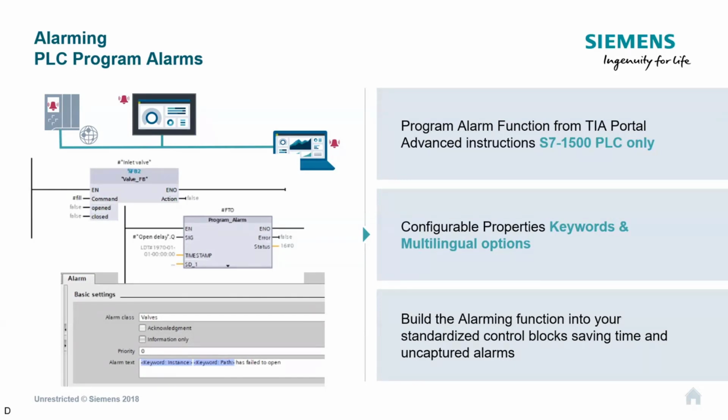So we can see other things like the program alarm name, which would be this in this instance, and also instance and path, so the symbolic references to the function blocks that are being called. But again, because we were really focusing on the alarm classes, program alarms can also conform to the alarm classes that we define. So here we can see we put this into the valves alarm class.